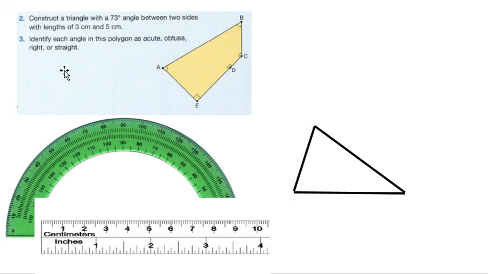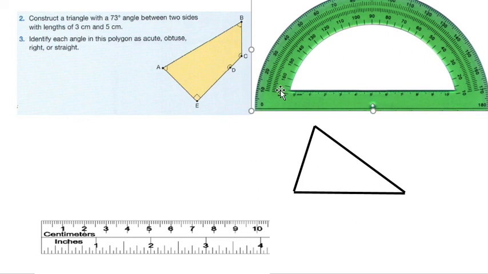Number 3, identify each angle in this polygon as acute, obtuse, right, or straight. We can eliminate straight right away. A straight angle would be a 180-degree angle. So if I look at this, for example, this thin black line that runs across, that's a 180-degree angle. That's why our scales go from 0 to 180 and 0 on this side to 180. So none of these is going to be a straight angle, except for D. I just realized we have D there. So D is in fact a straight angle right there. D is a straight angle.